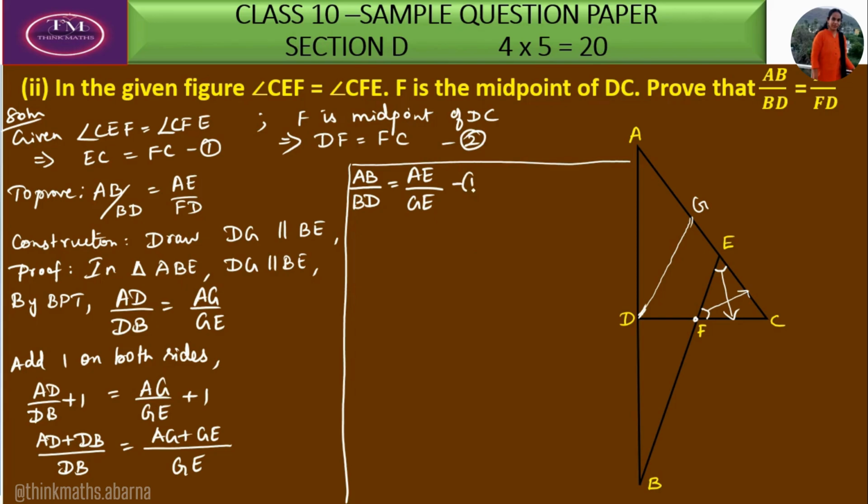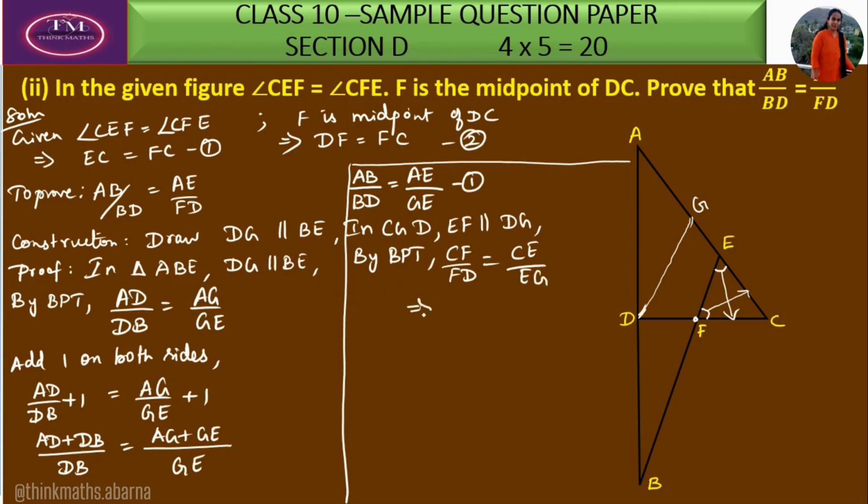Okay. So now keep this as 1. Now take the triangle CGD. So in triangle CGD, what we have? EF parallel to DG. So if full part is parallel, then it's one of the part is also parallel. So EF parallel to DG. Then by BPT, we have CF by FD is equal to CE by EG. Okay, children.